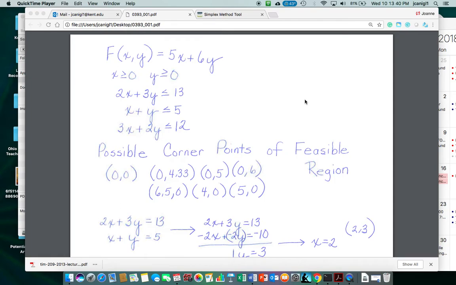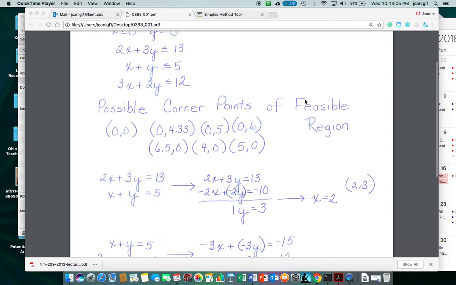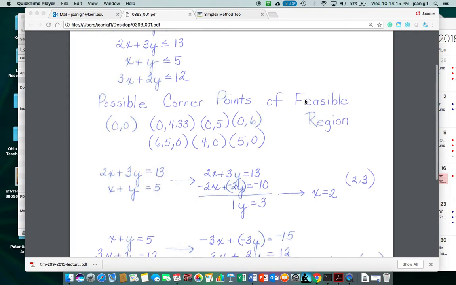And then we look at the other lines. Remember, a corner point is found when two lines intersect. So let's take a look at that. What happens if 2x plus 3y is equal to 13 intersects with x plus y is equal to 5? We do get the point 2, 3. Doing this, I used the process of elimination, and I had y is equal to 3. Therefore, x is equal to 2.